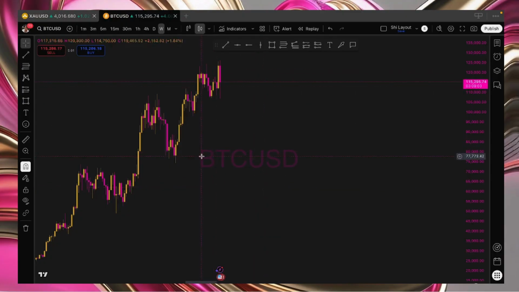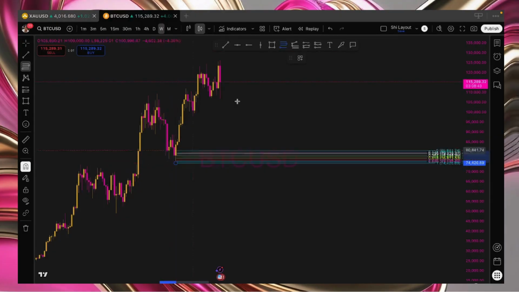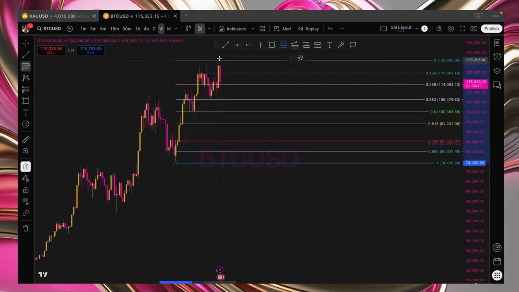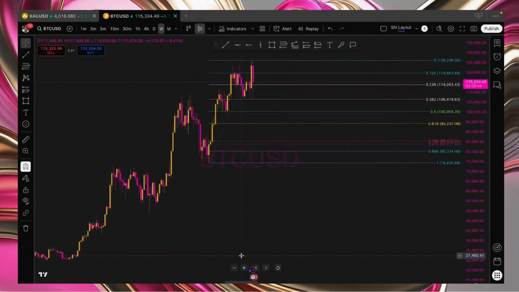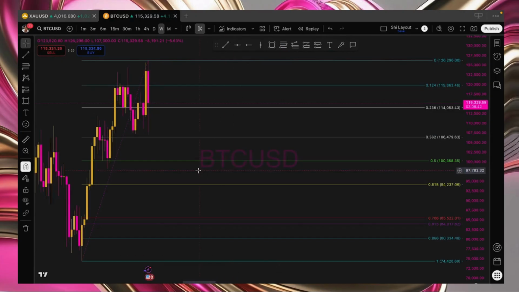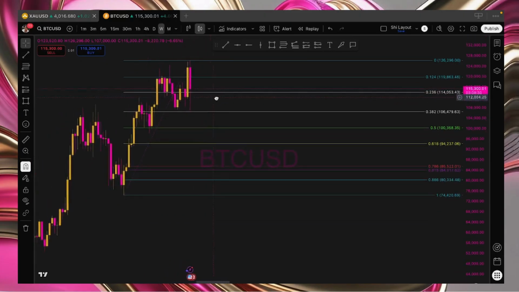Okay, so we can see that we had a retest of this imbalance right here on the weekly chart. So what I do is I take my Fibonacci tool from the bottom, which is this low, up to the high. Okay, now looking at this, in the way that I analyze the chart, Bitcoin could go lower. It's right now currently at 115. Bitcoin could definitely go lower.